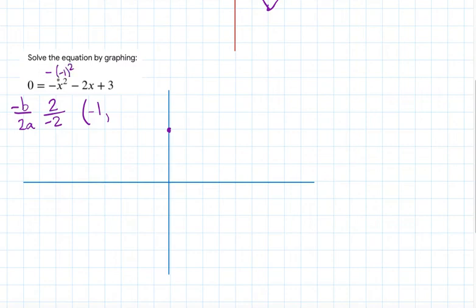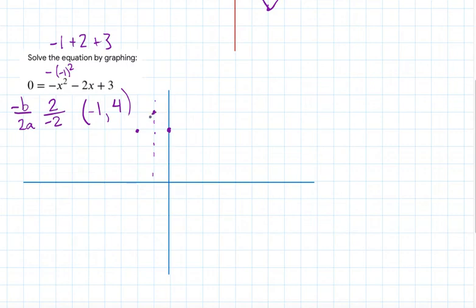Okay, a lot of people mess this up a little bit. If you're putting it in your calculator, put it in just like this, because then this becomes positive 1, and then this makes it negative again. So I have negative 1, and then I have plus 2, plus 3. So I have 4. So negative 1, 4. And again, this is my axis of symmetry.